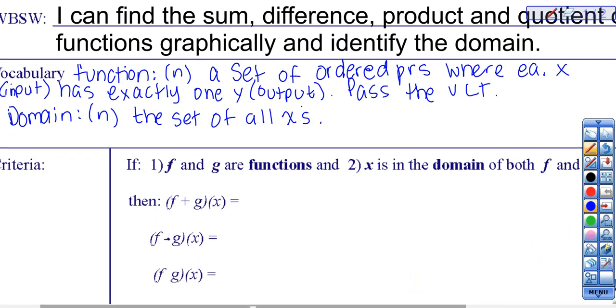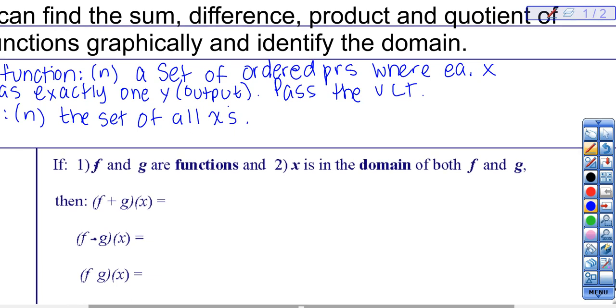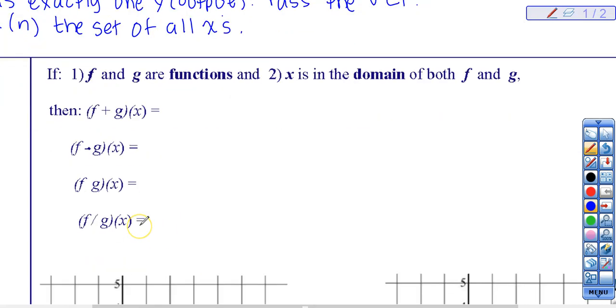So let's talk about the criteria. The criteria is this. If, number one, f and g are functions, and number two, x is in the domain of both f and g, then I can add the functions, I can subtract them, I can multiply them, and I can divide them. And do me a little favor, put a little multiplication symbol in there. I don't know where it went.